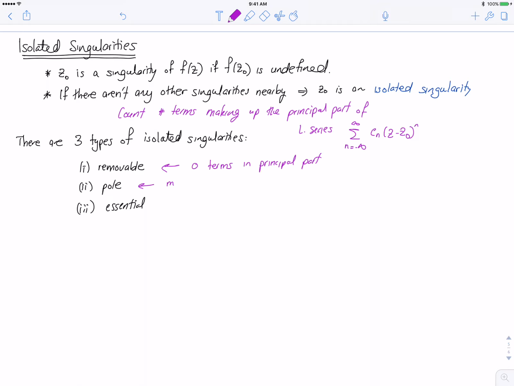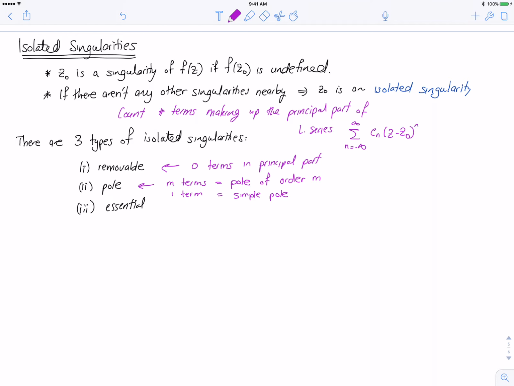What about a pole? If there are m terms in the principal part, then that singularity is called a pole. And in fact, it's called a pole of order m. So if there are m terms, it's a pole of order m. If there's one term, that's still a pole as well, but usually instead of calling it a pole of order 1, we just call it a simple pole. And in fact, if it's a pole of order 2, we call it a double pole. Pole of order 3, we call it a triple pole. But after that, we start calling it a pole of order whatever the number is.